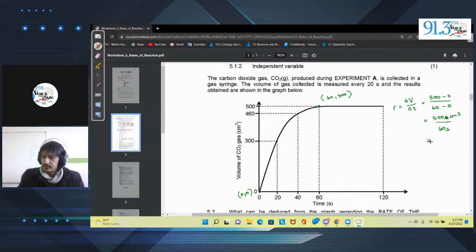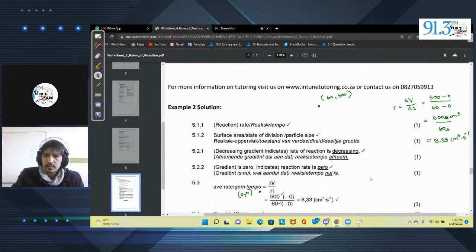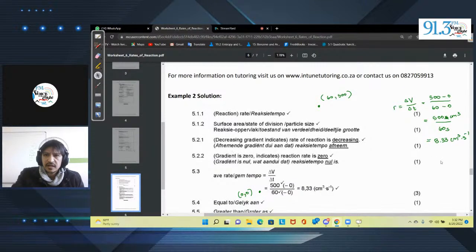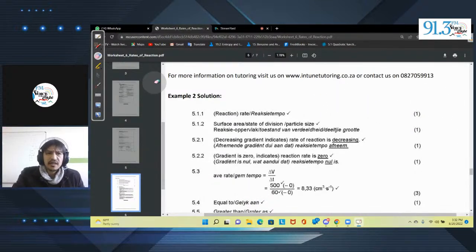And this should give us, let's see, an answer of 30, I believe. Double check. No, 8.33. Math is off. 8.33 centimeters cubed per second. And that should be our answer, and that should be how we solve it. We can just double check the memo. Over here, and there we go, 8.33 centimeters cubed per second. So we are on par now. And that's for 3 marks. So very, very easy indeed.